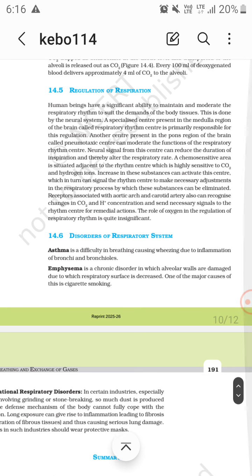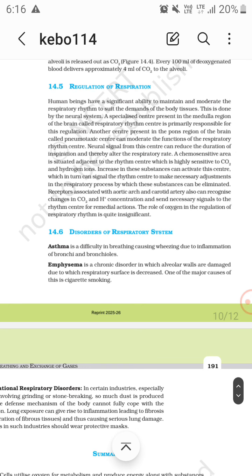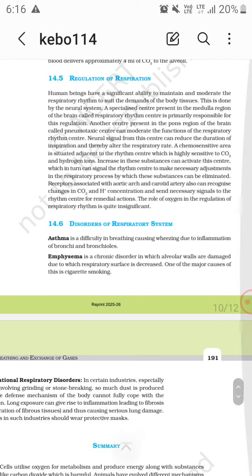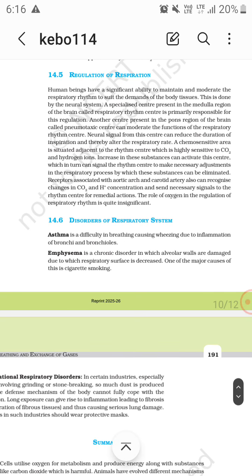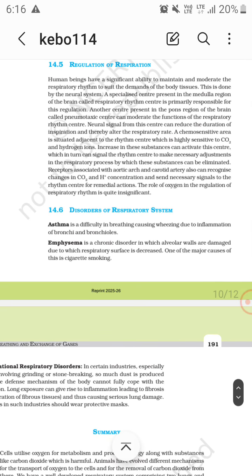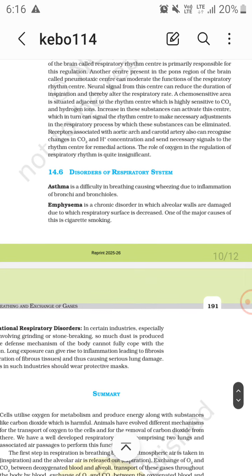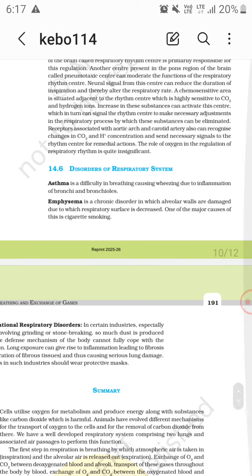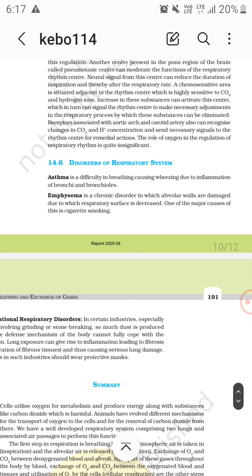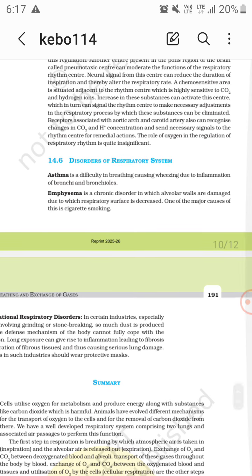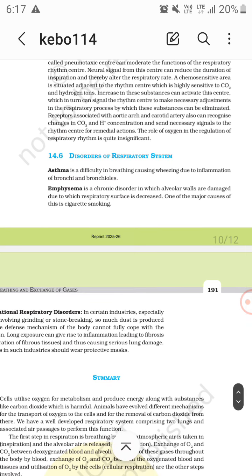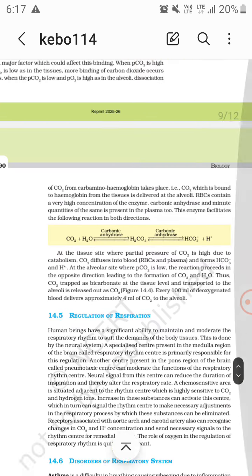Now, the chemosensitive area adjacent to the rhythm center, present in the medulla, is highly sensitive to CO2 and hydrogen ions. Upon their elimination, the respiratory rhythm returns to normal. Receptors present in the aortic arch and carotid artery can also recognize CO2 and H+ concentration. The role of oxygen in the regulation of respiratory rhythm is quite insignificant.